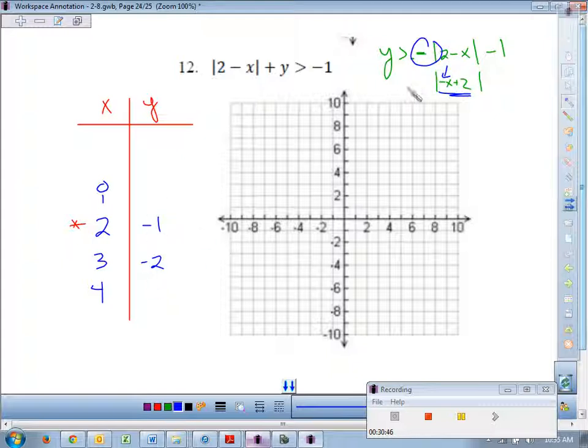If you're putting the wrong numbers in there or getting wrong values to shoot out, you just got to go back and redo your algebra. If we put a 4 in, you get 2 minus 4, which is a negative 2. Absolute value of that is a positive 2. But then it's going to be a negative because of that negative on the outside. So you got a negative 2 minus 1, which is negative 3. 2, negative 1, 3, negative 2, 4, negative 3.